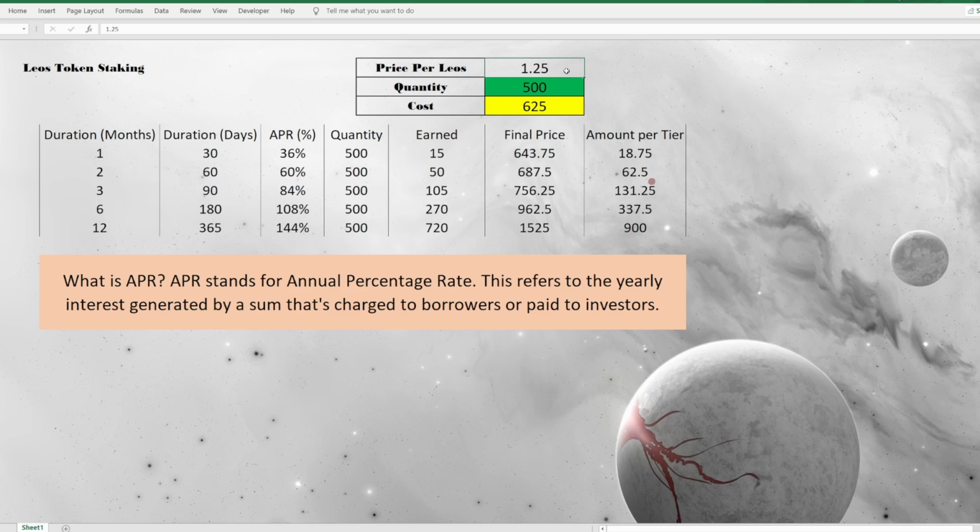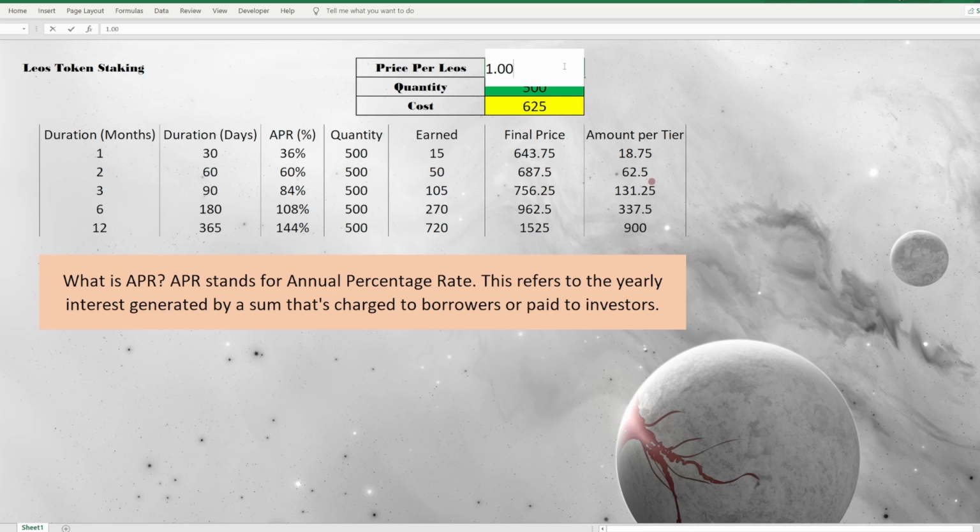It can go to $1. You're still generating off your quantity, not the price. So that's very important to know. If the price goes down, you're still generating the same amount of quantity, so you might be able to make up the difference. For example, this is at $1.25, like we were saying. Let's say it goes down to $1, okay? Now, we have it set up there. The cost initially was $1.25 per Leos. The final cost was $625.